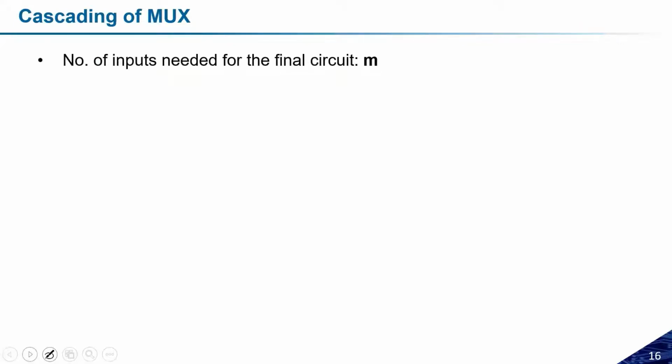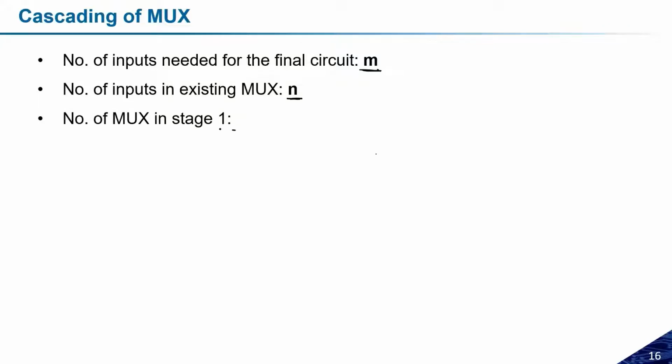The first step is to consider the number of inputs needed for the final circuit as m, and the number of inputs in the existing mux as n. So the number of mux in stage 1 will be m divided by n. This is all something we have already done for the decoder. So the number of multiplexers required in stage number 1 will be m divided by n.